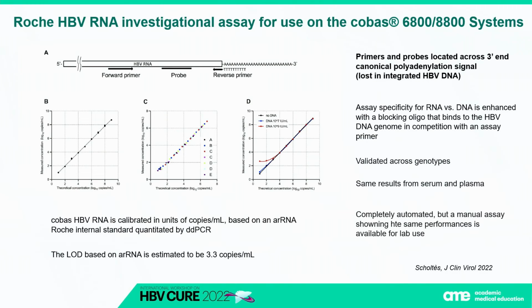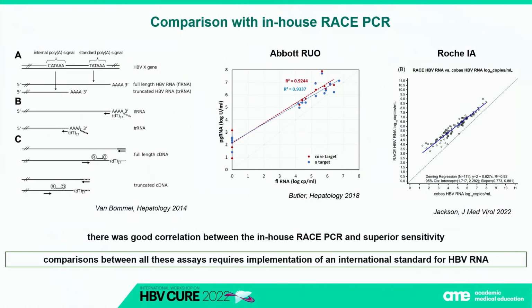It's validated across genotypes. It gives the same results in serum and plasma. It's completely automated, but a manual assay is also available for laboratory testing and has the same efficacy as the automated one. So the COBAS is calibrated on an armored RNA, which has been quantitated by digital PCR.